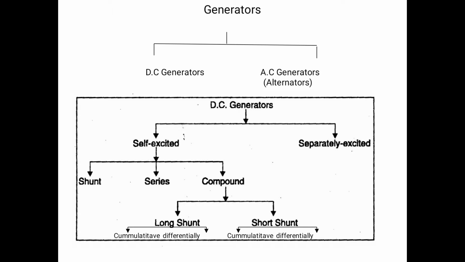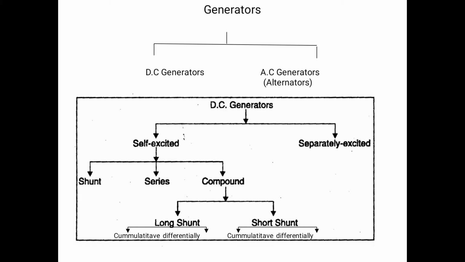Next, in self-excited generators, the armature windings and field windings are connected. Based on the armature winding and field winding connections, the self-excited generators are divided into three types: shunt, series and compound. In a shunt generator, the armature winding and field winding are connected in parallel. In a series generator, they are connected in series. In a compound generator, one winding is connected in series and another winding is connected in parallel.